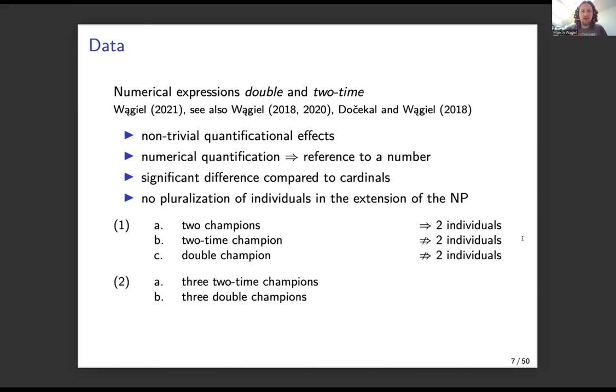However, if you compare it with expressions such as "two-time champion" or "double champion," it's not the case that these expressions would be true of two individuals. They seem to quantify over something else, something that is not the building blocks of the extension of the noun. And the fact that there's no pluralization of such building blocks involved is corroborated by the fact that you can add a cardinal, so you can say "three two-time champions" or "three double champions" and so on.